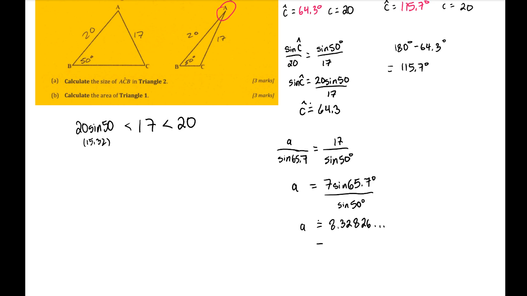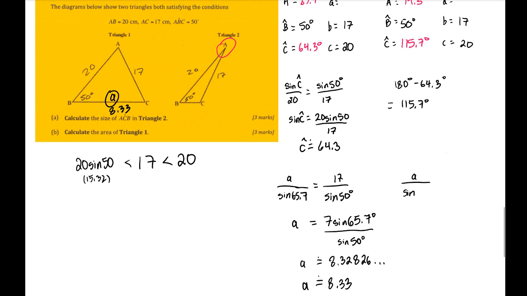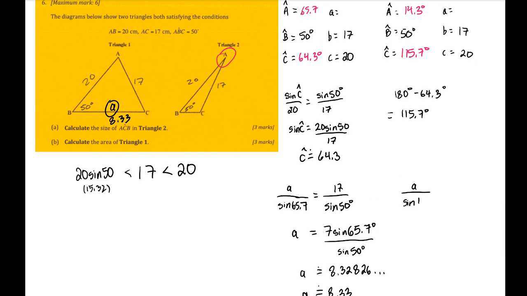8.32826, and so on, that I'm going to round to 8.33. So that's this measurement that I just solved for. 8.33 is the length on that side of the triangle. If I do the same thing, but in the obtuse triangle, the angle I'm using is 14.3 instead of 65.7.